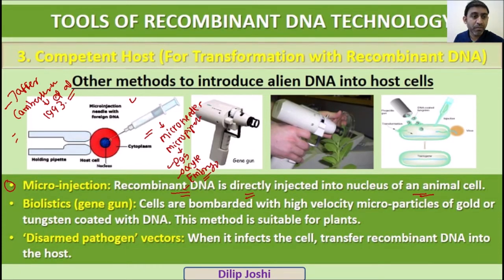So they cured the mice that inherited the neuromuscular disease, which is similar to muscular dystrophy in humans.